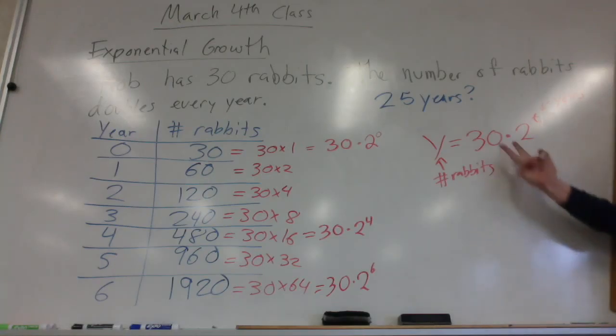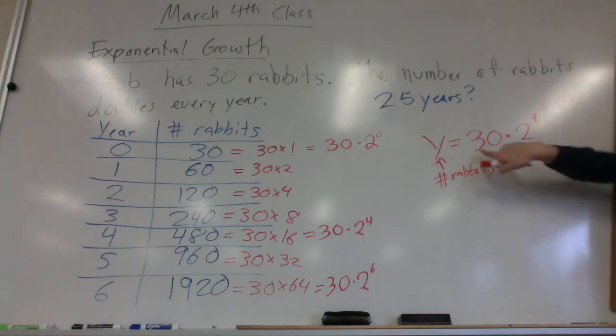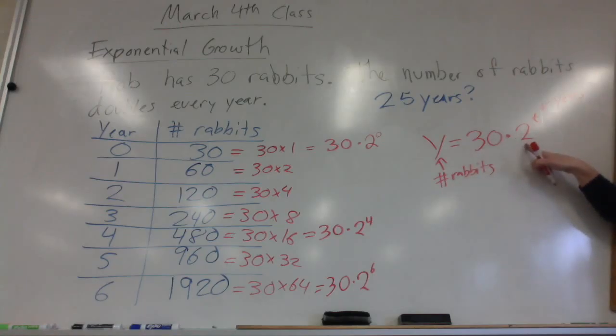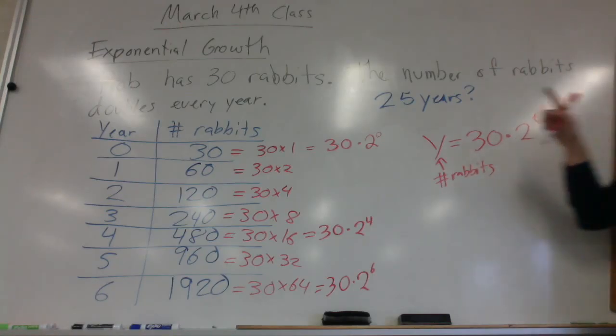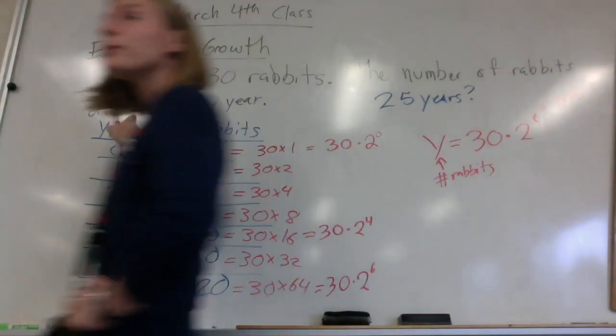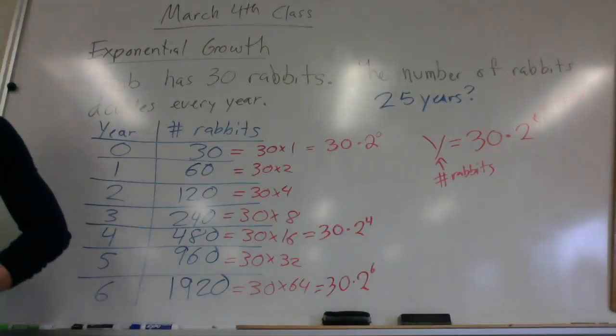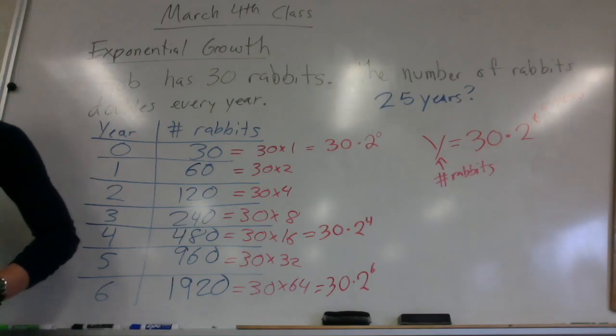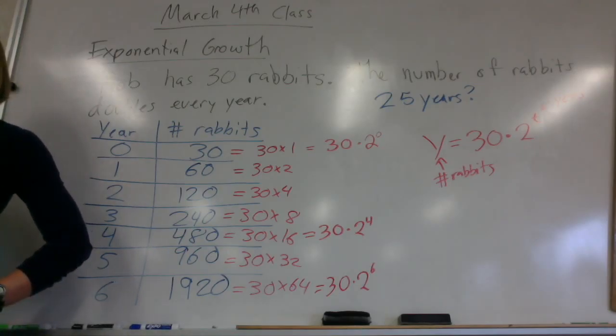Now, why do I have a 30 in this equation? Where does that 30 come from? It's our starting point. So we have a starting point of 30. Why is it times 2? Because that's how many rabbits are multiplying. Yeah, because we're doubling every year. So if it was tripling every year, then it would be times 3 to the t. Or if it was quadrupling every year.